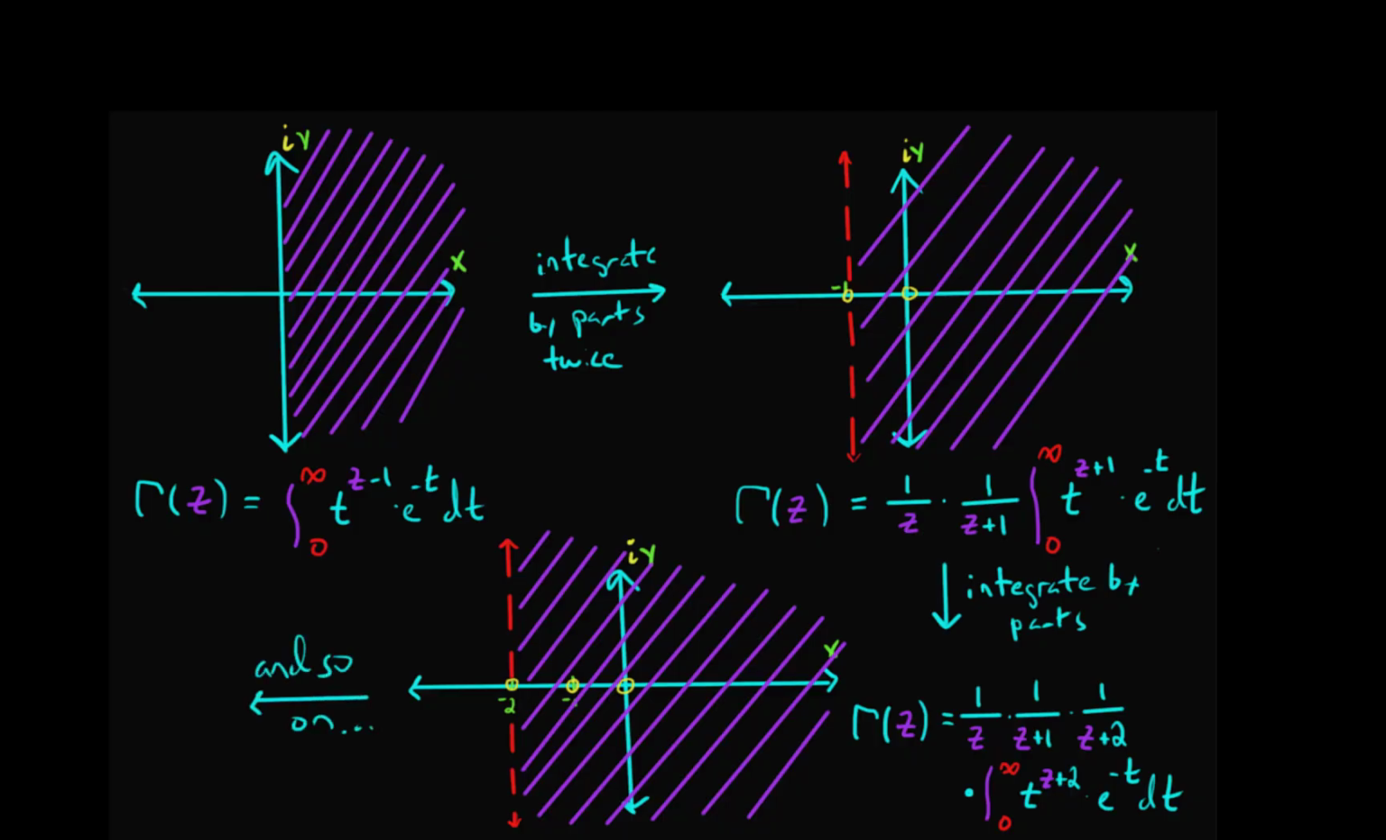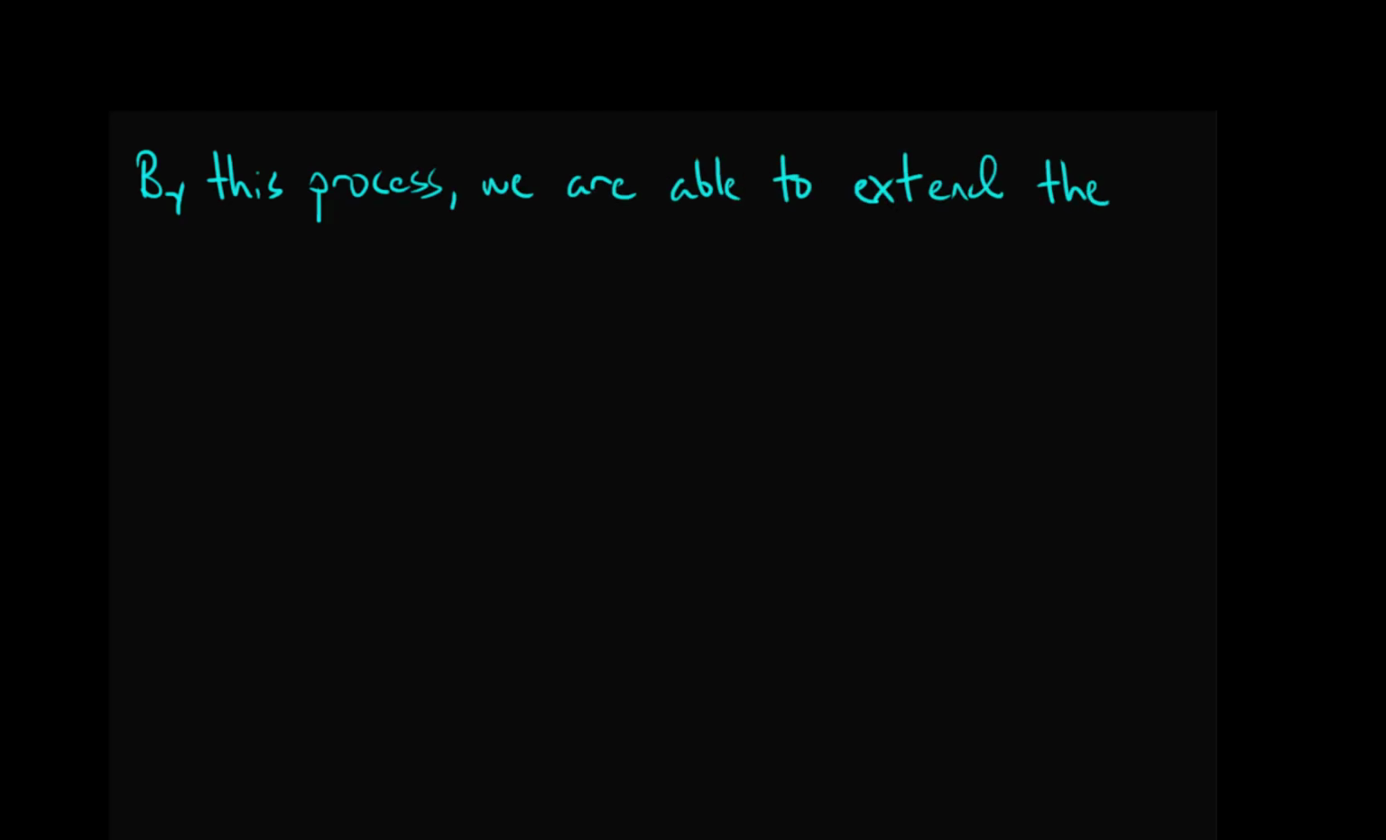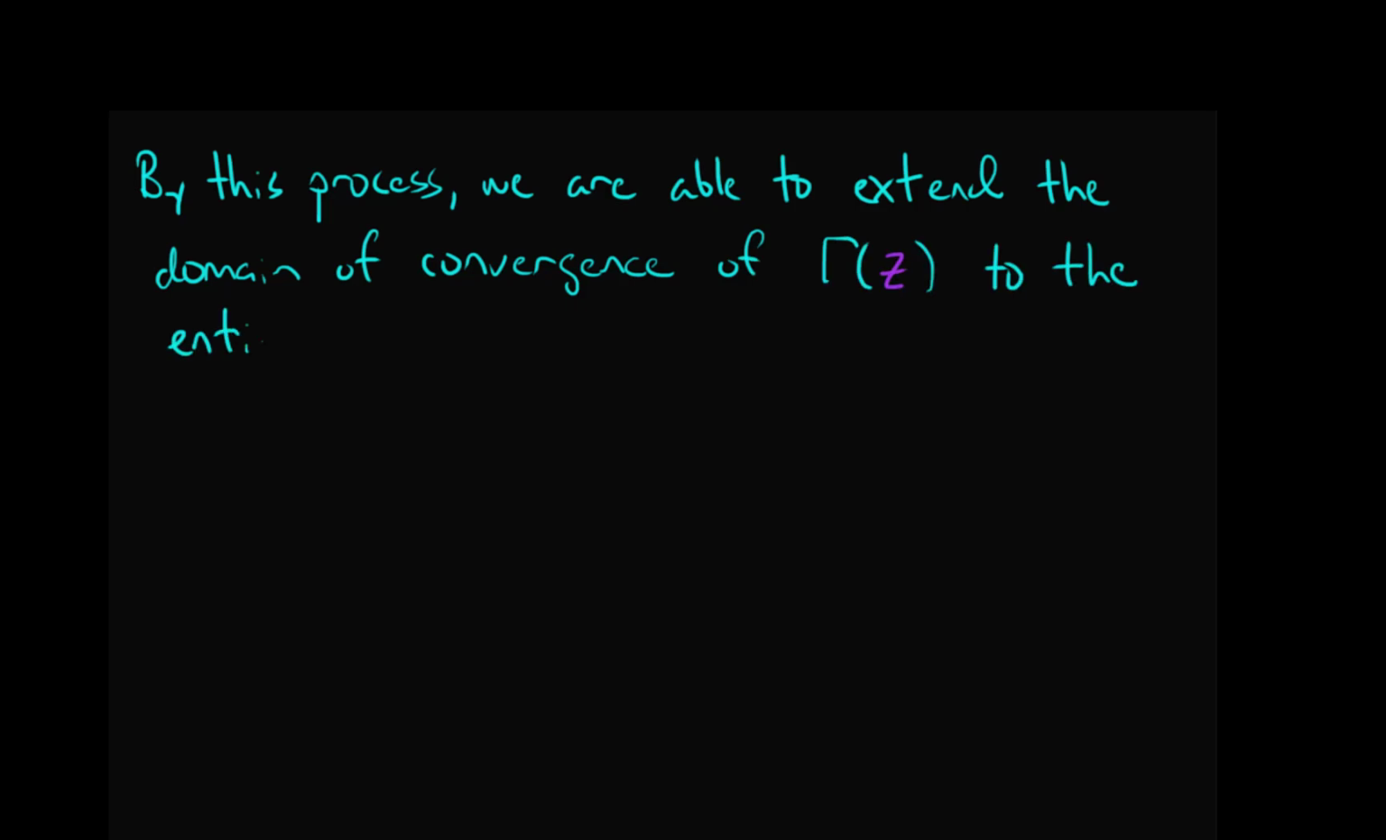And so on. We can do this integration by parts as many times as we want to continue to push out the boundary of convergence for the gamma function on complex numbers. So by this process, we are able to extend the domain of convergence of the gamma function to larger and larger regions. In fact, we can extend the domain of convergence of the gamma function to the entire complex plane if we were to carry on these integration by parts infinitely.